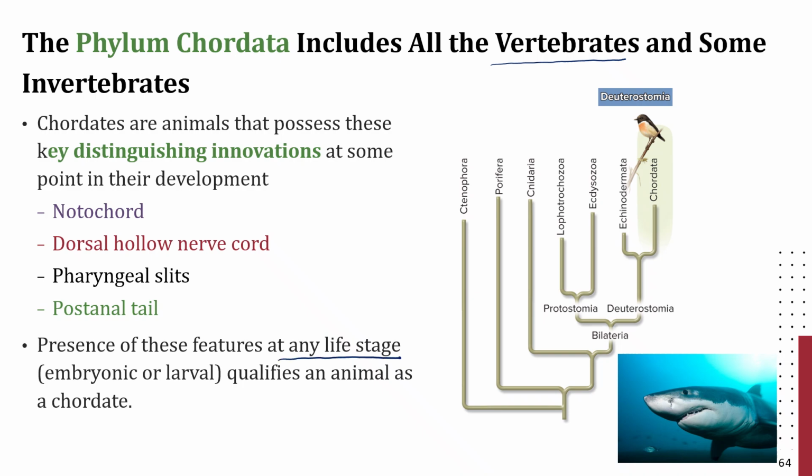So for example, during development, humans have a postanal tail, but it is basically gone by the time we get to birth. One of the bones is still there, your tailbone or coccyx, as a remnant of this postanal tail. We just don't see it in the adult form, but we do see it in the embryonic form. So as long as it has these at some point in their development, they count as a chordate.